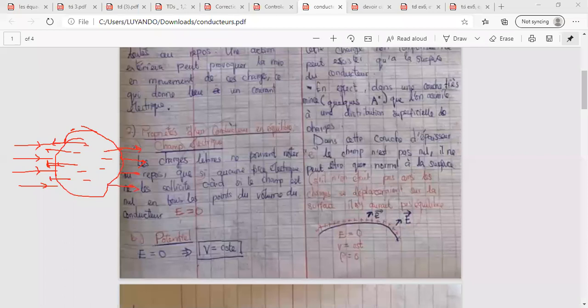Yes, so that is what we're going to have here. That's why our first characteristic of a conductor in equilibrium is that the electric field E is equal to 0. So for that one, we're clear. The second one is that the potential is equal to a constant. I'll try to explain that again.